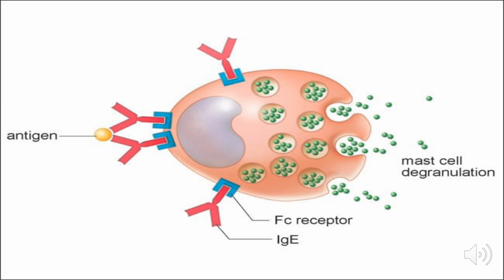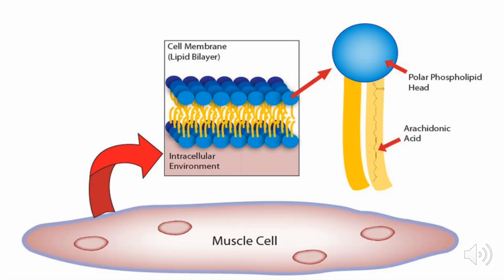Let's have a review first of the components of the cell membrane. The most abundant component of the cell membrane is the phospholipid, the one that is highlighted in the picture. The phospholipid contains a phosphate head, the blue circle, and it has two fatty acid tails. One of the fatty acids is arachidonic acid.